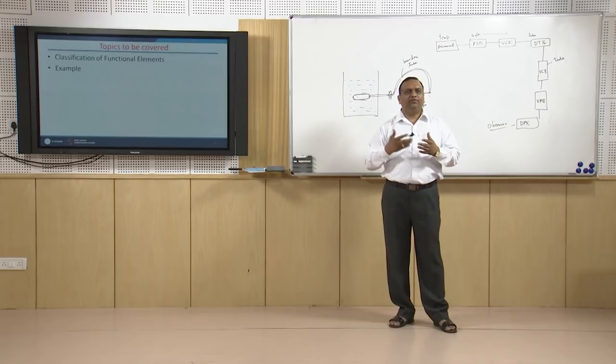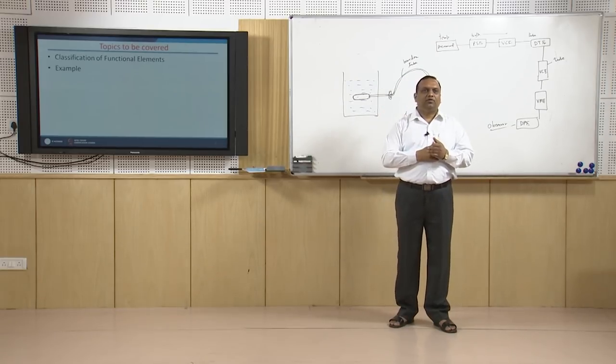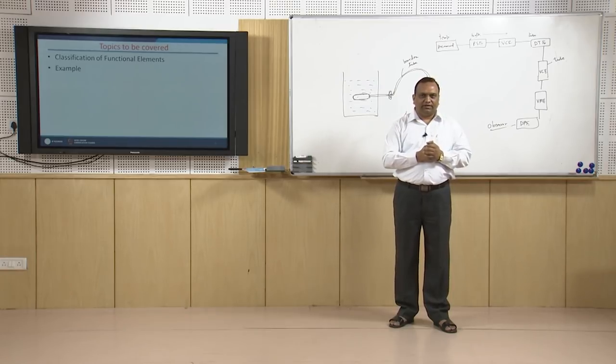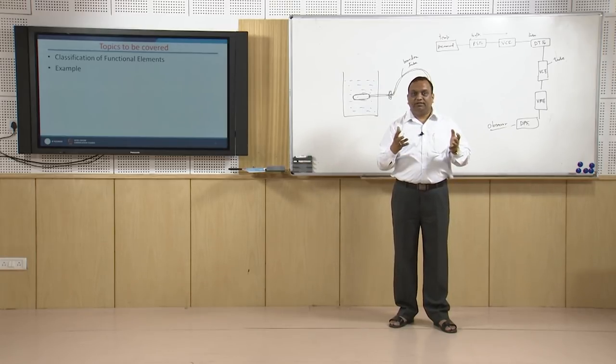Now, if the signal is changing with time, I mean the temperature in this room is varying, let us say 0.1 degree centigrade per second, then the response of the instrument will be known as the dynamic characteristics of the instrument.